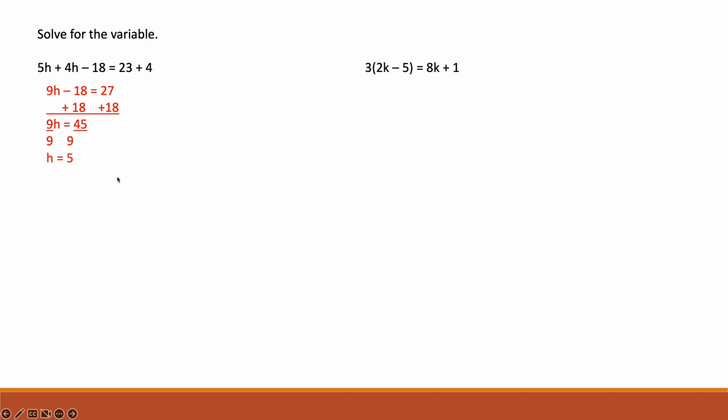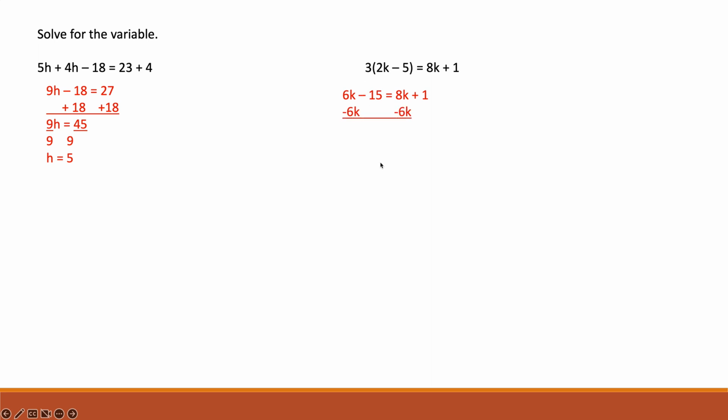Next one up on the other side, I have to distribute the 3 first. That gives me, remember over here, 3 times 2k is 6k, 3 times negative 5 is negative 15. And we always want to start with the smallest number of the variable. So typically, most often, we seem to start on the right, and we would do like minus 8k. But in this case, that would lead to negative k. So it's much easier to start with negative 6k. You just have to remember, danger, danger, danger, that there's a negative in front of this 15.